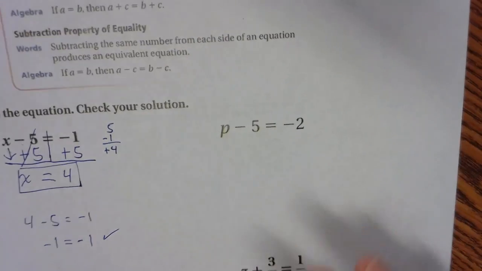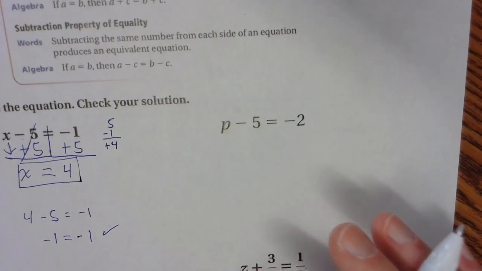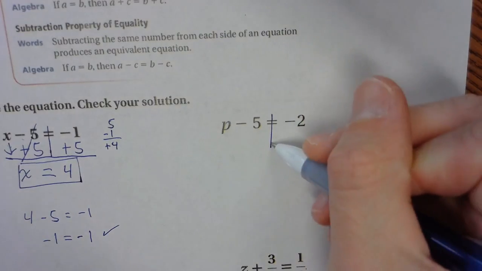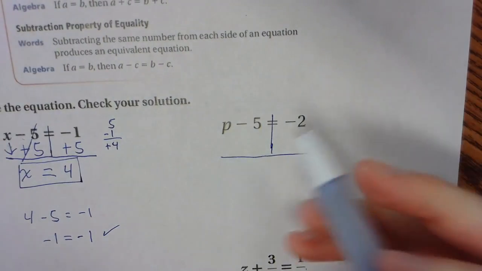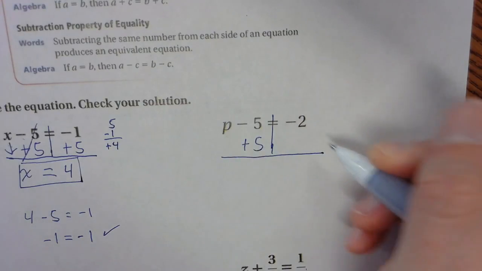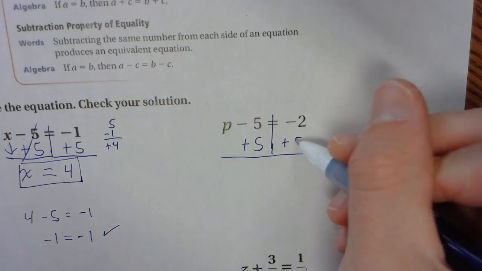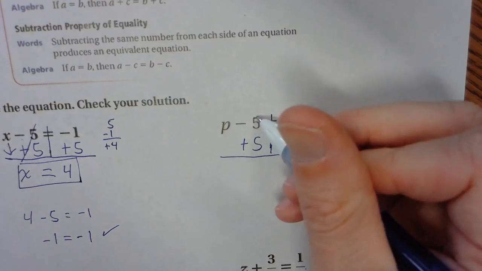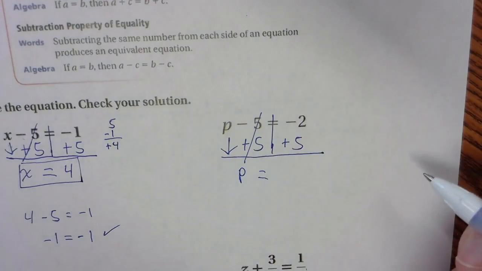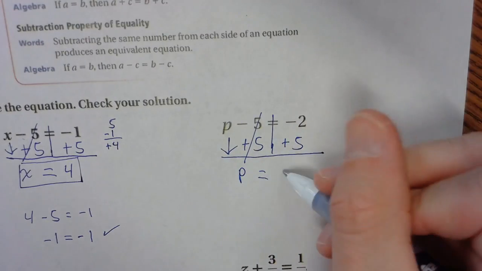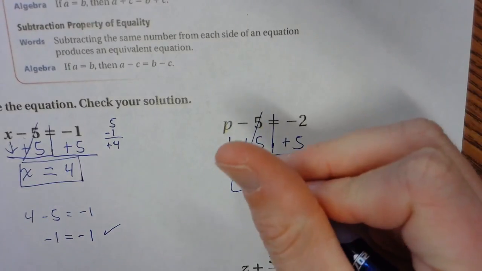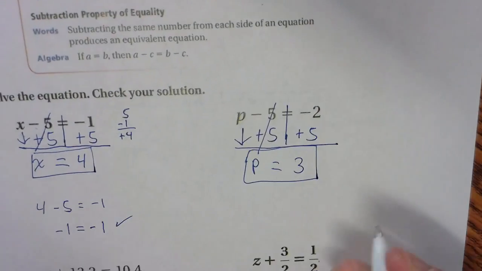The second one. P minus 5 equals negative 2. Same concept. I'm going to draw my line. How do I get rid of a negative 5? Positive 5. Whatever you do to one side, you do to the other. When you add opposites, you can cancel and bring down your variable. Negative 2 plus 5 gives you positive 3. That is my answer.